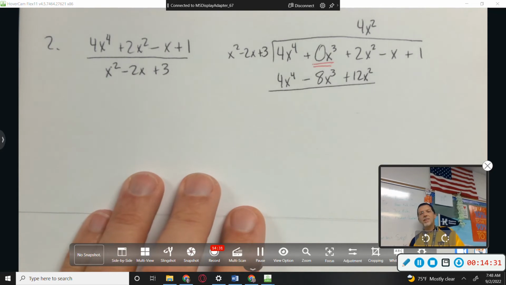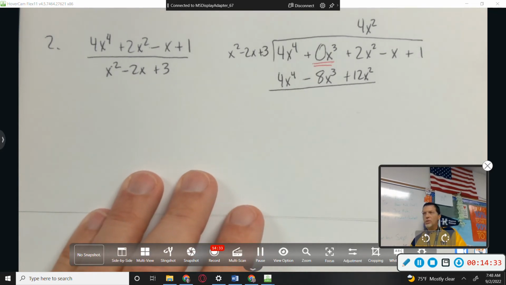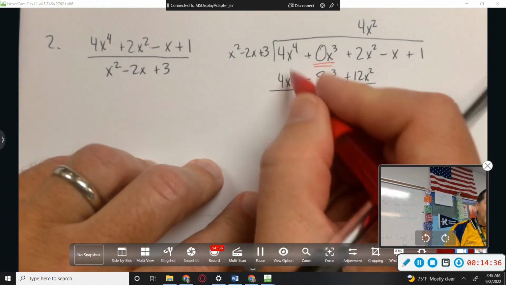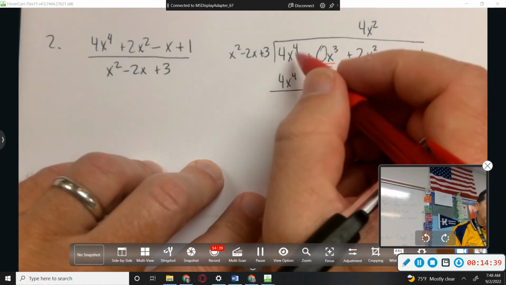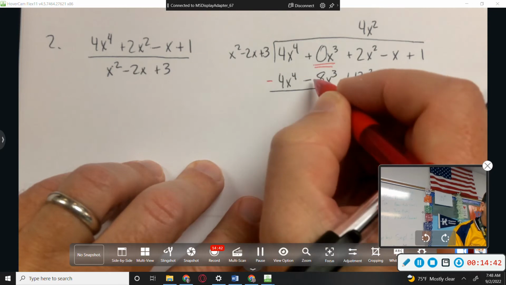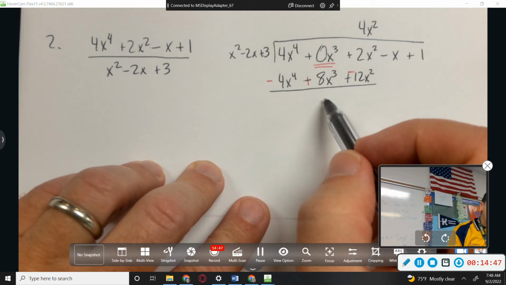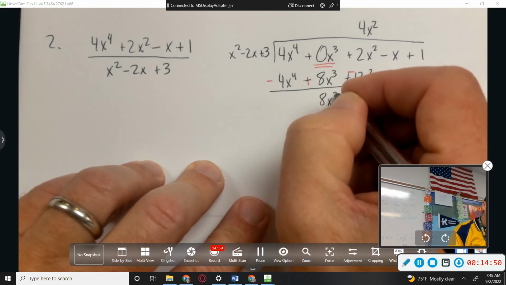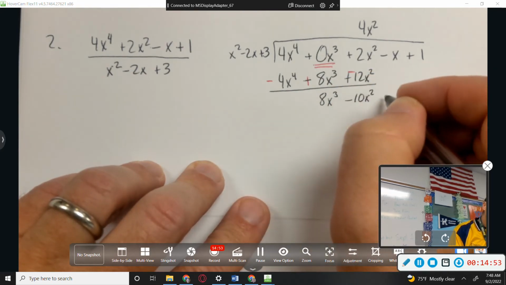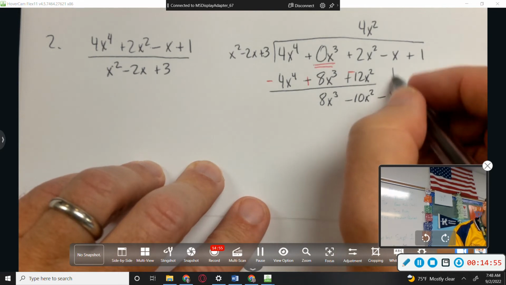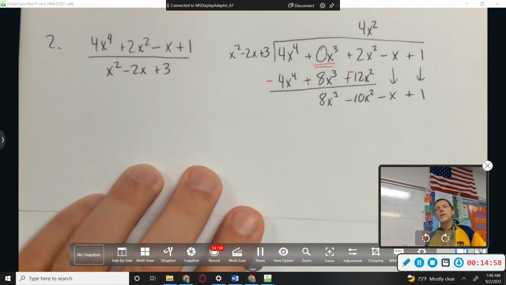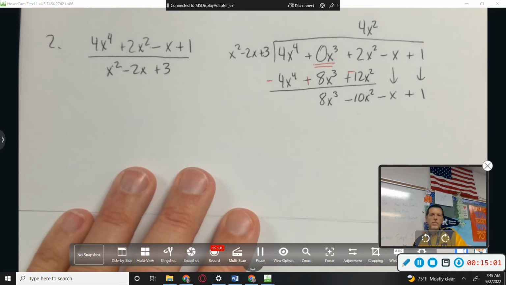What do we do next? Subtract and/or change the signs, however you want to say that. I think that's easy to remember because you know this lead term has to go away, and it's only going to go away if you change its sign. And now I'm glad that we remembered to put the 0x cubed in there. Subtraction, and bring down the rest of it. And now we basically start the problem over again.